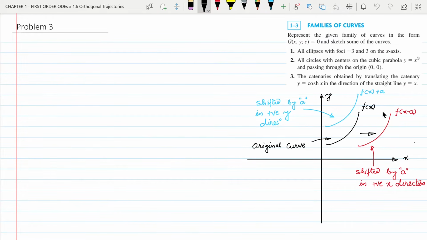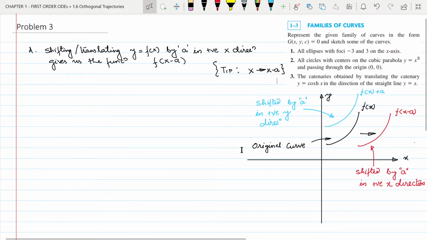So from this we learn point A, that shifting or translating a function y equal to f of x by a amount in the positive x direction gives us the function f of x minus a. Here I will give you a tip: you can get the equation of the shifted function by replacing x with x minus a. So just replace x in the original equation by x minus a and you will get the equation of the function shifted by a amount in the positive x direction.